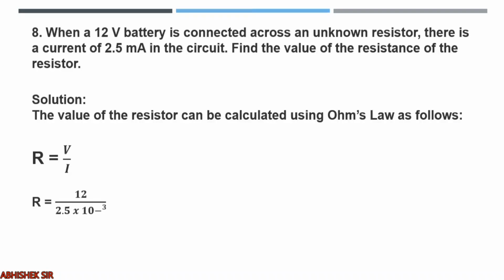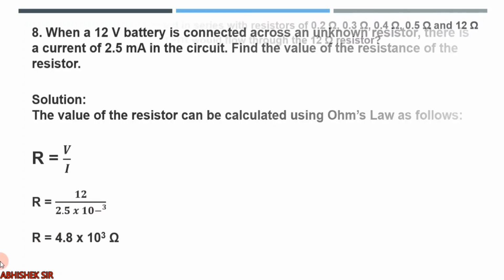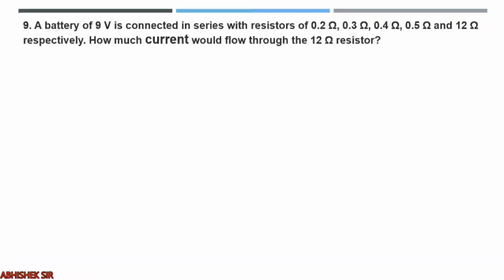V is 12, but what is current? Milliampere. So to convert milliampere into ampere, just multiply it to 10 raised to minus 3. That means 2.5 into 10 raised to minus 3 ampere. Okay. 10 raised to minus 3 will go upside. 12 upon 2.5 will be 4.8. So again, very simple answer. The resistance is 4.8 into 10 raised to 3 ohm. Next question, again very easy.